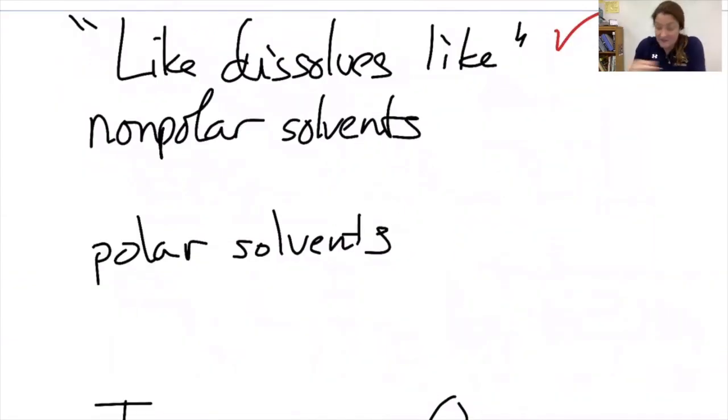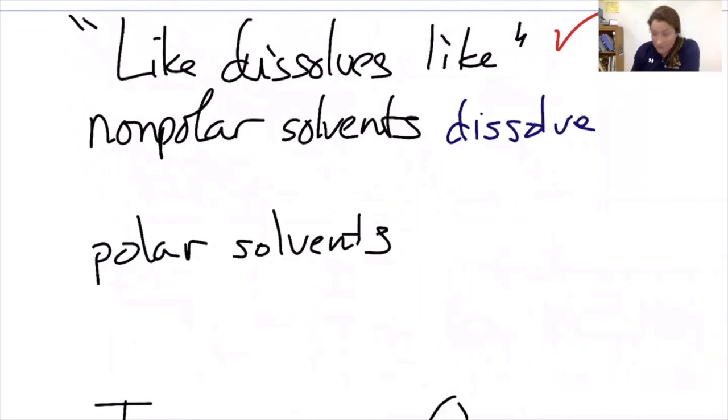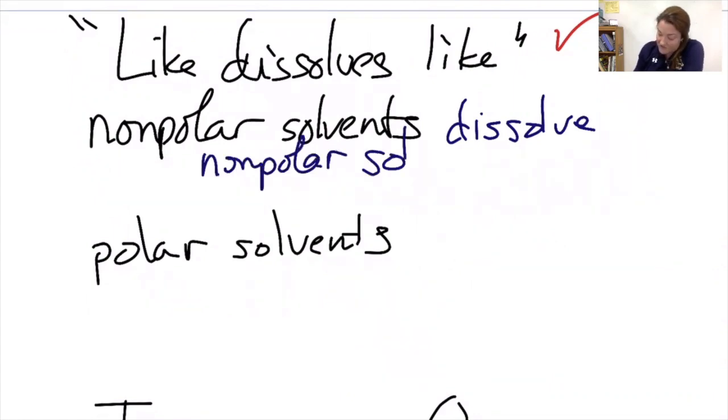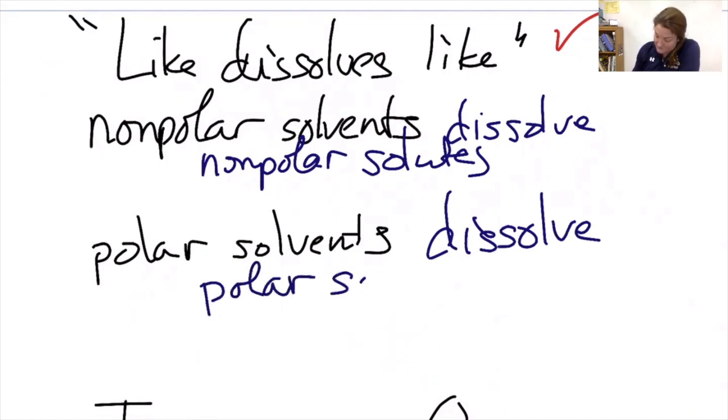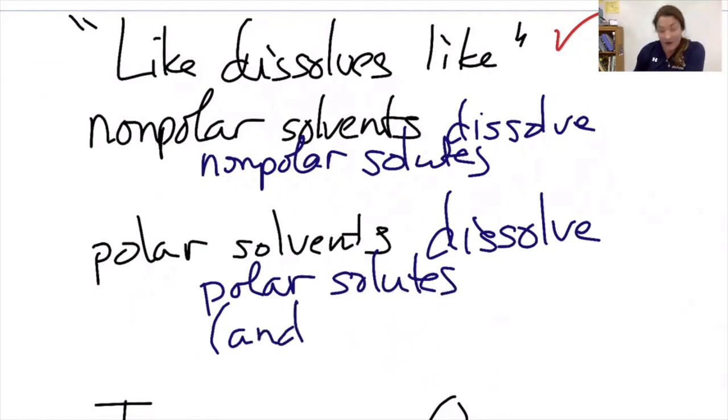Nonpolar solvents dissolve nonpolar compounds or nonpolar solutes. Polar solvents, like water, dissolve polar solutes and most ionic compounds.